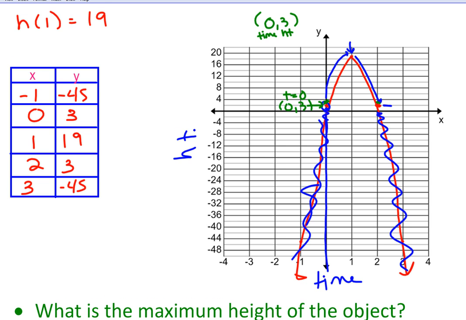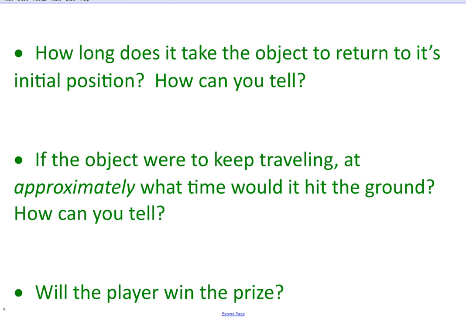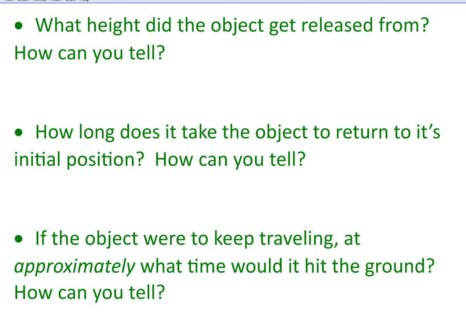So my initial, it asks, at what height did the object get released from? How can you tell? I'm going to say it got released from 3 feet because that's where my time is 0. Or something like that. You don't have to write my exact words.